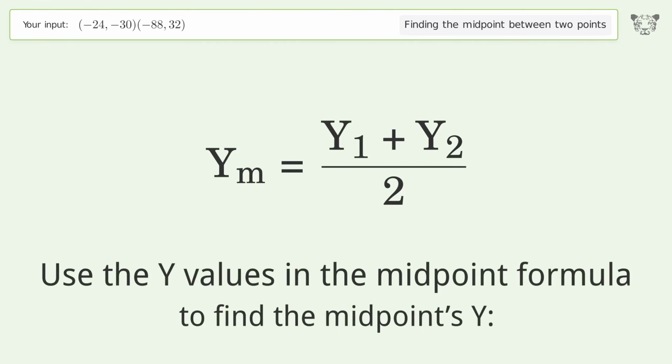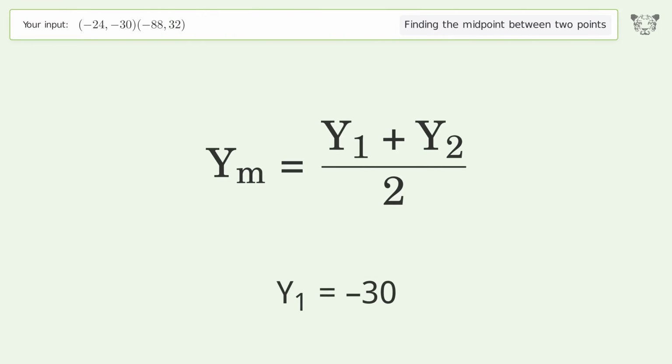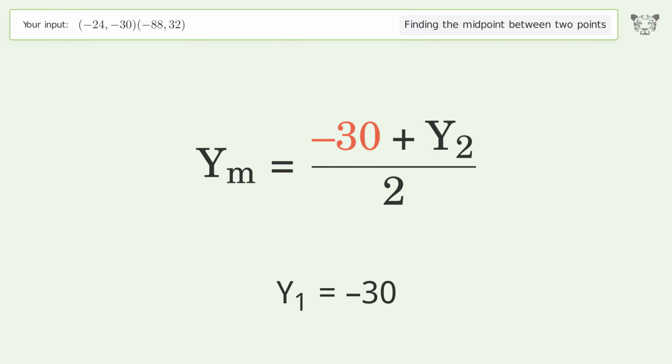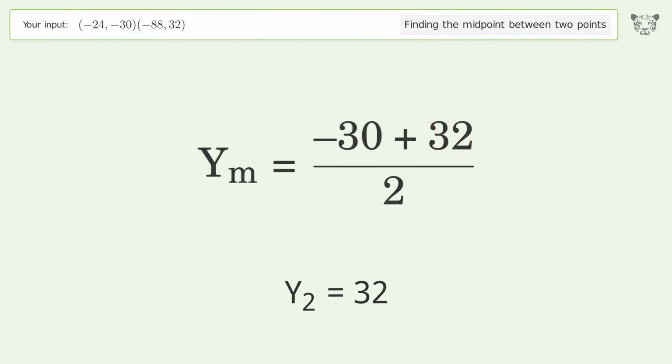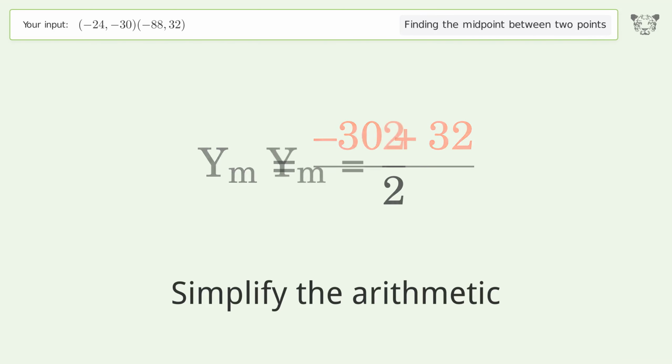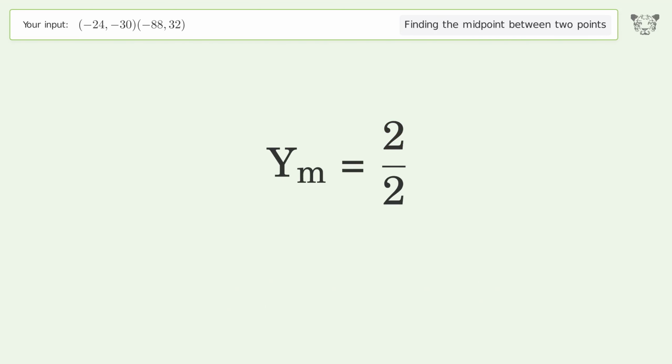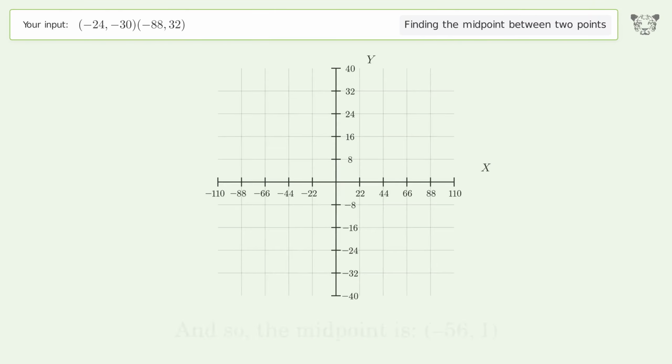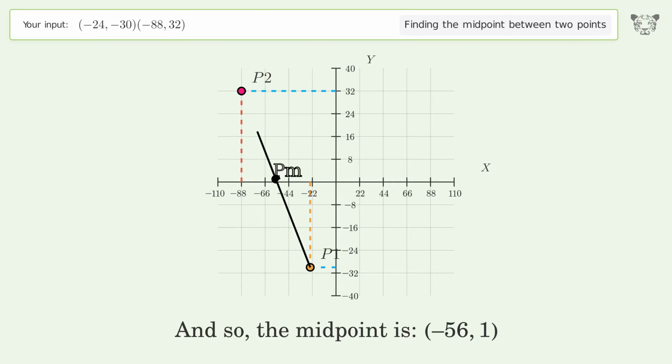Use the y values in the midpoint formula to find the midpoint's y. y1 equals -30. y2 equals 32. Simplify the arithmetic. And so, the midpoint is -56,1.